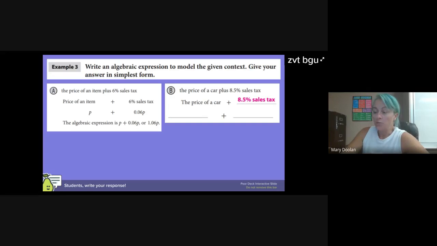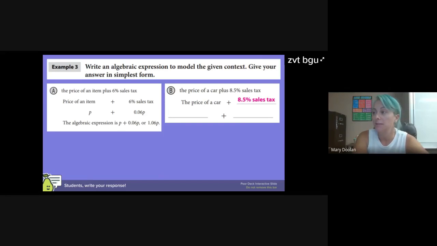A lot of you are already putting P as the first variable. Fantastic. Okay. P is a good choice because we're talking about price. It helps us to identify what it is we're talking about. It's not the only choice. You can use any variable you want. You can use X, you can use Y, you can use C.